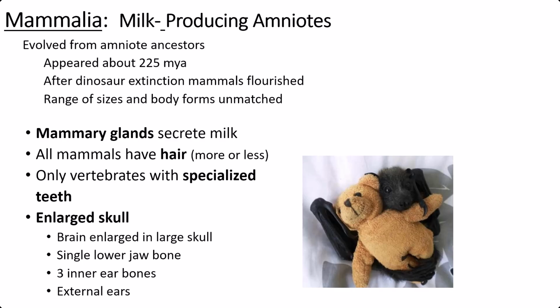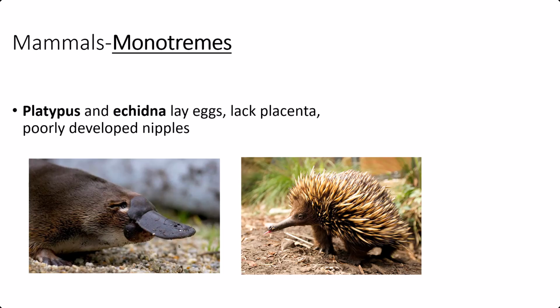I put a bat here on the slide. Students sometimes don't think of bats when they think of mammals, so there's a bat as a mammal example for you. There are some unique mammals. The monotremes are the egg-laying mammals. So the platypus and the echidna are examples of monotremes. They lay eggs, they don't have a placenta, and they have poorly developed nipples.